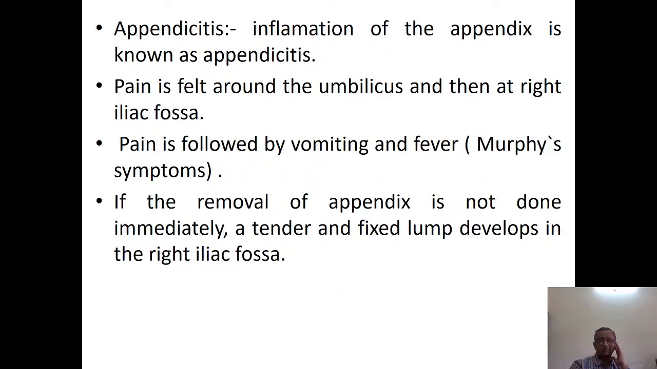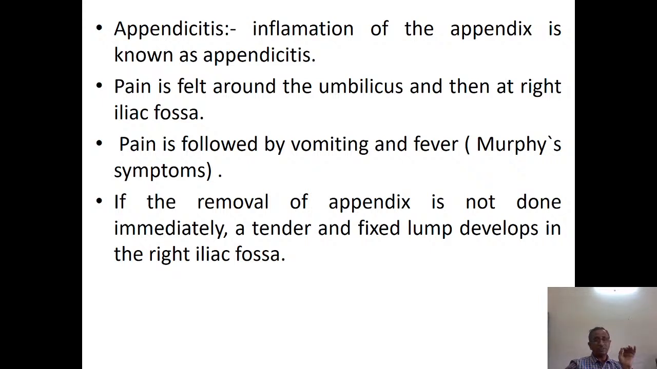Appendicitis is inflammation of the appendix. The inflammation of the appendix is known as appendicitis. Pain is felt first around the umbilicus, then in the right iliac fossa. So remember, if a person comes with pain around the umbilicus, he will probably be pointing at the epigastrium almost. So we may think it is due to gastritis and give him some antacid. Not like that.